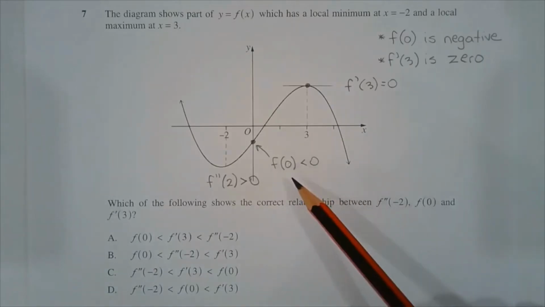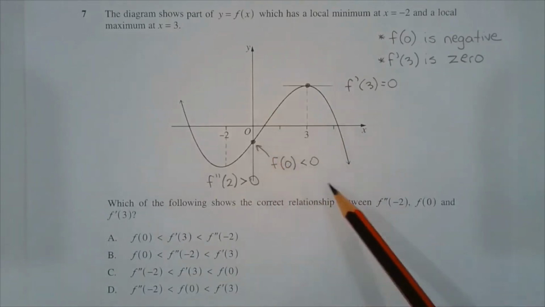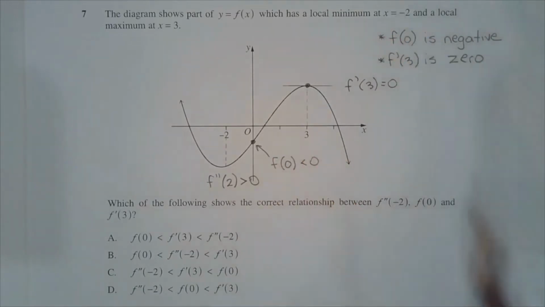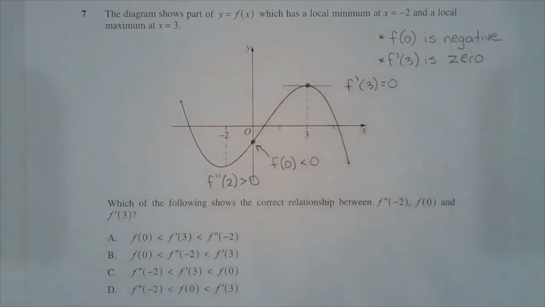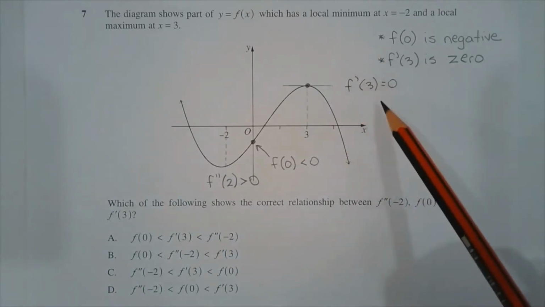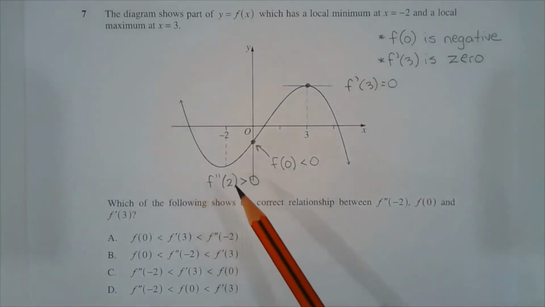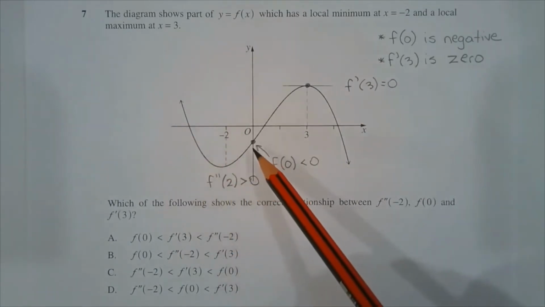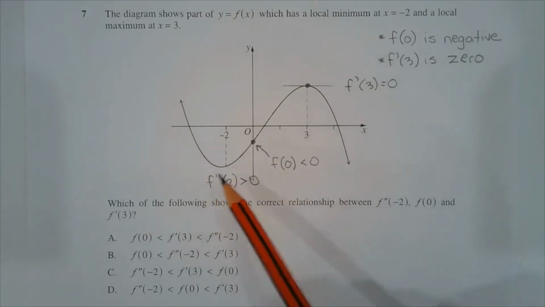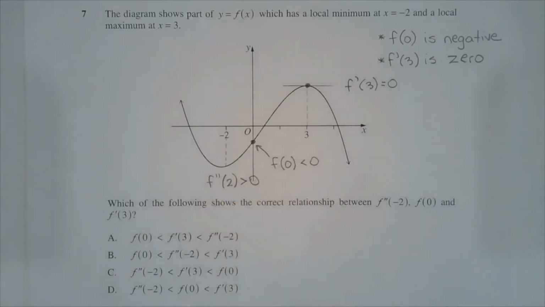F of 0 corresponds to the y coordinate at the point where x equals 0, and it's negative. And I've just made that point here. F dash of 3 is the gradient of the tangent at the point where x equals 3, which is this point here. We can see here that this is a stationary point, so f dash of 3 is equal to 0. F double dash of -2 represents the second derivative, and it's at a point where the curve is concave up, which means that f double dash of -2, or the second derivative at x equals -2, is positive. Therefore, the answer is option A. F of 0 is less than f dash of 3, which is less than f double dash of -2.